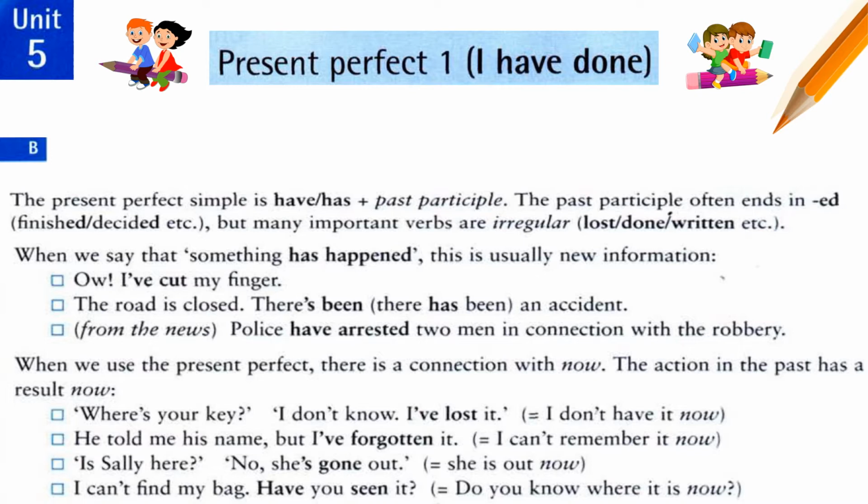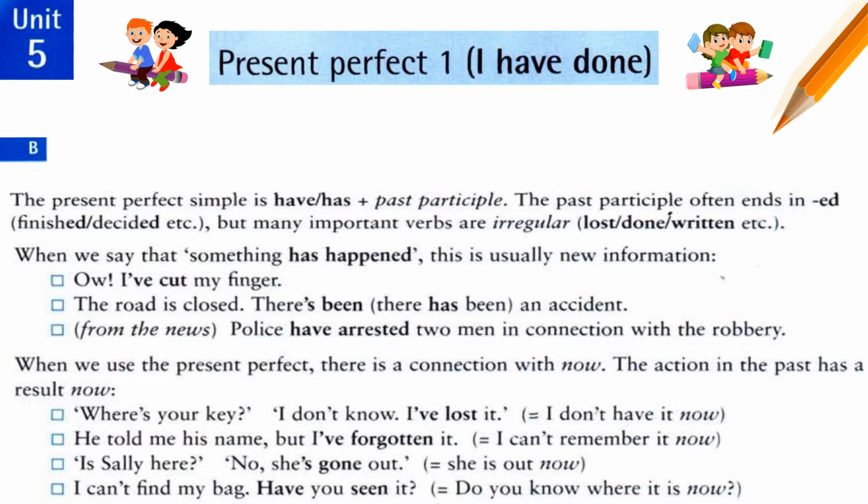When we say that something has happened, this is usually new information. Oh, I cut my finger. The road is closed. There has been an accident. From the news, police have arrested two men in connection with the robbery. You see here, in these three examples, we can understand when we say that something has happened, this is usually new information.